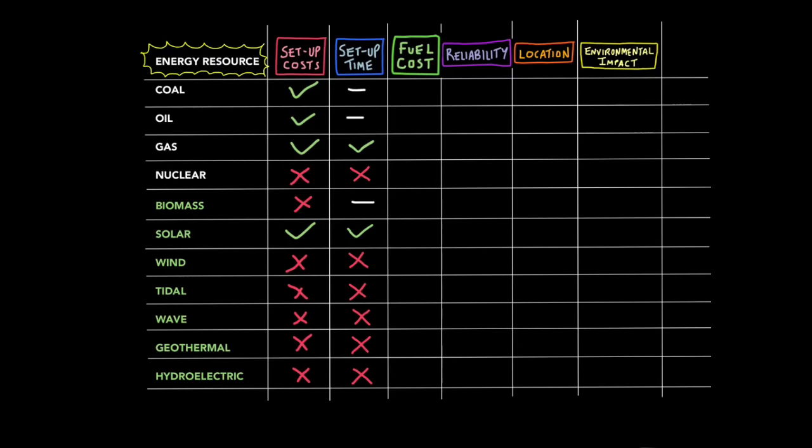So when we consider setup time, we get a similar but slightly different story. Gas is one of the easiest things to set up, so we give it a big green tick there, and solar power is also very quick to set up. The rest, due to planning permission and complexity, take significantly longer. These are sort of in the middle.